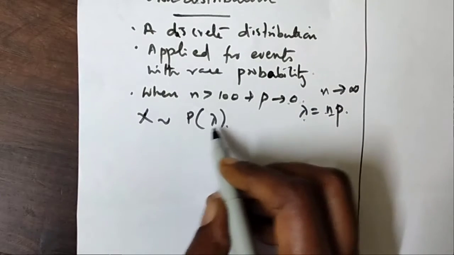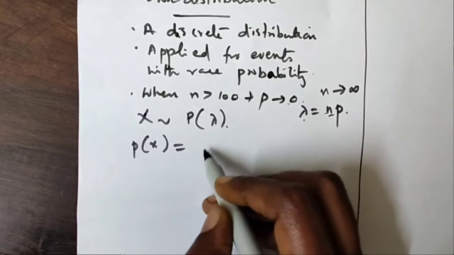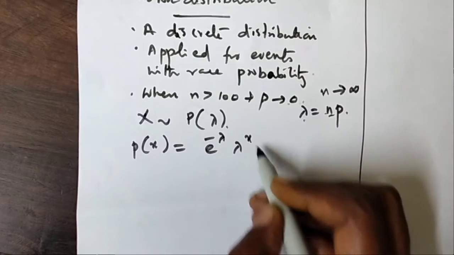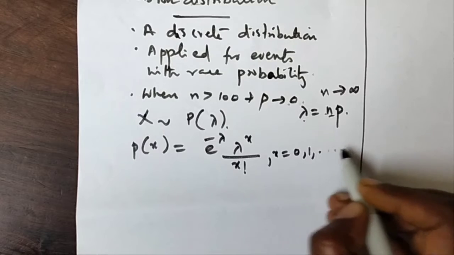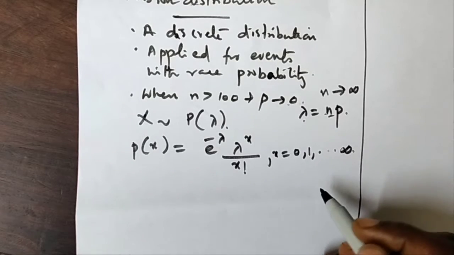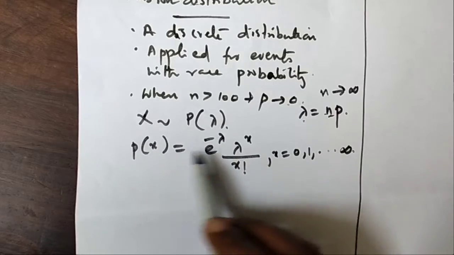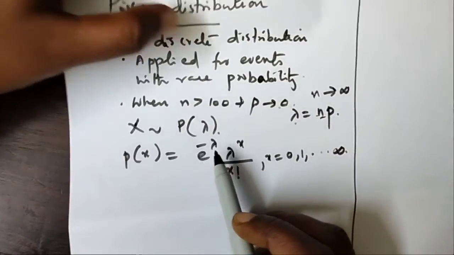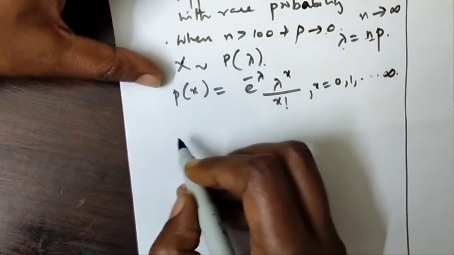So Poisson distribution has the parameter lambda, and the distribution function is p of x equals e raised to minus lambda, lambda raised to x by x factorial, for x from 0, 1, 2, etc. up to infinity, because n is tending to infinity. So this is the Poisson variable, and we can check whether it is a PDF.